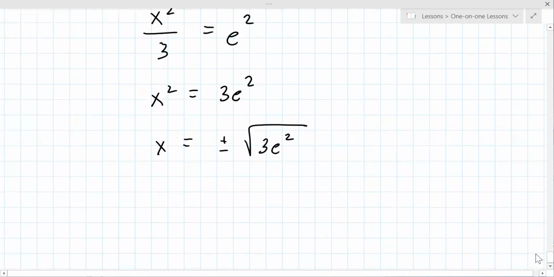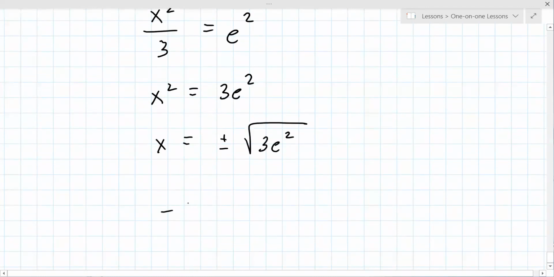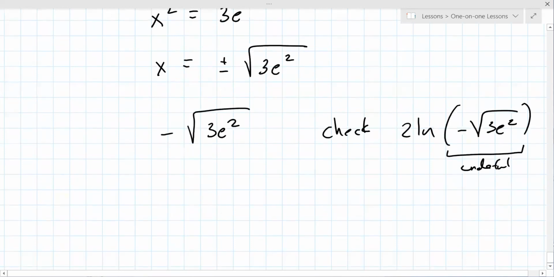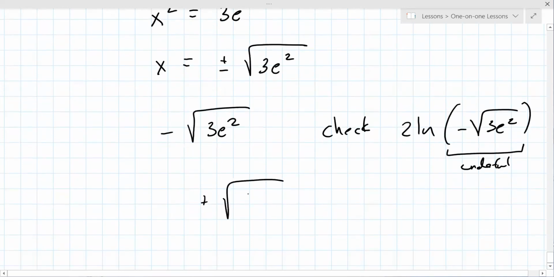You do have one extraneous here, the negative square root of 3e squared. When you check it, 2 times the natural log of negative square root of 3e squared. This is undefined. So the only one that works is positive square root of 3e squared.